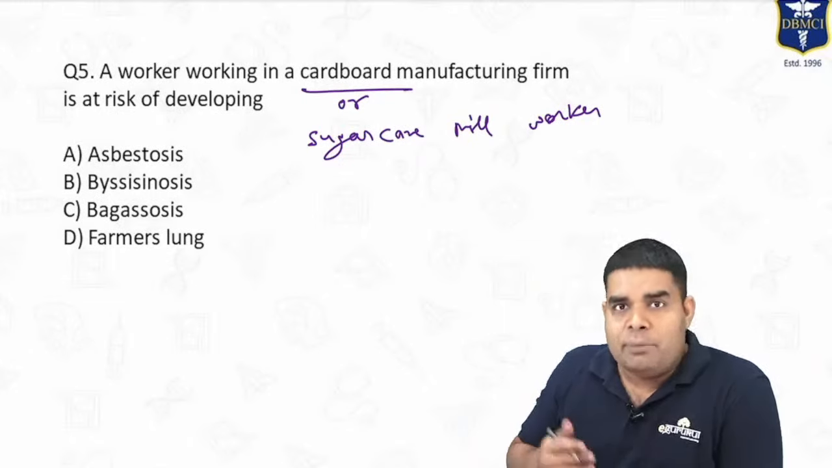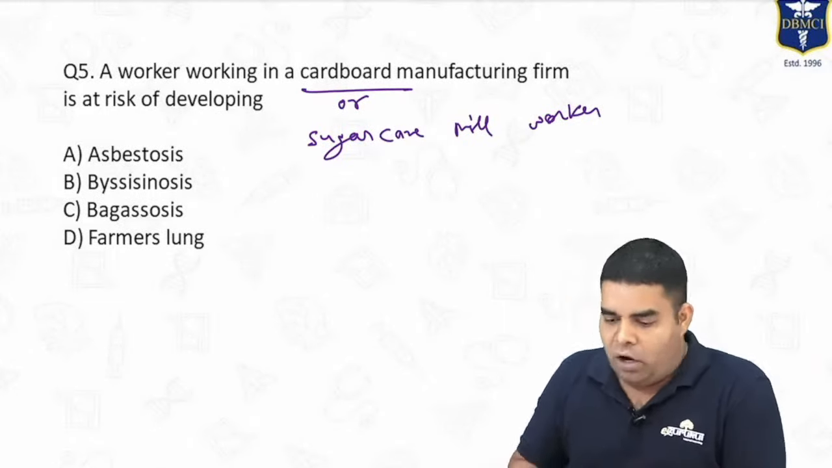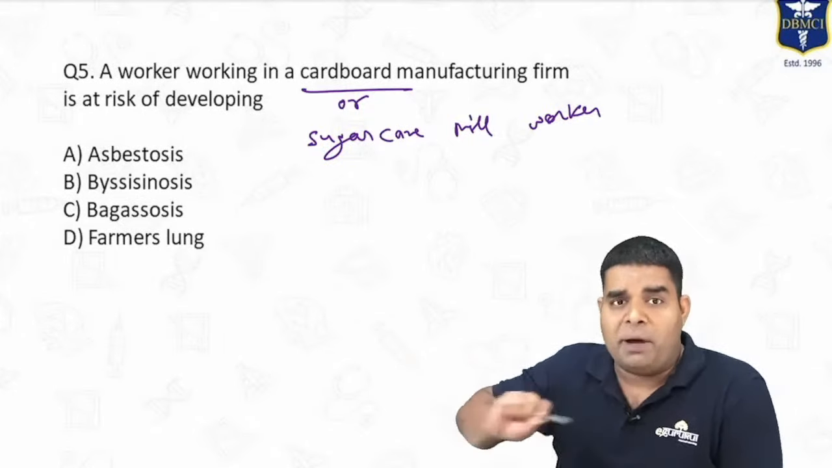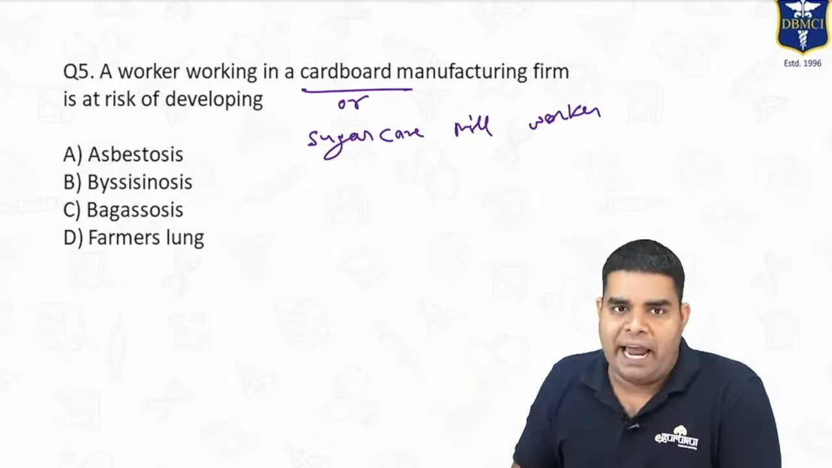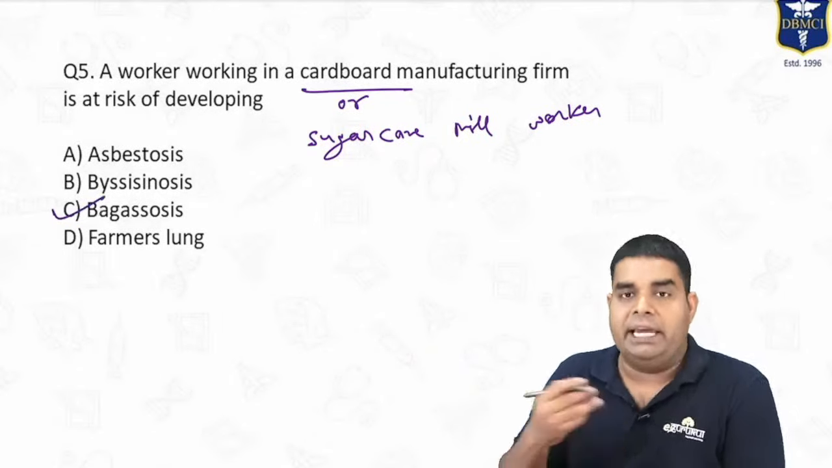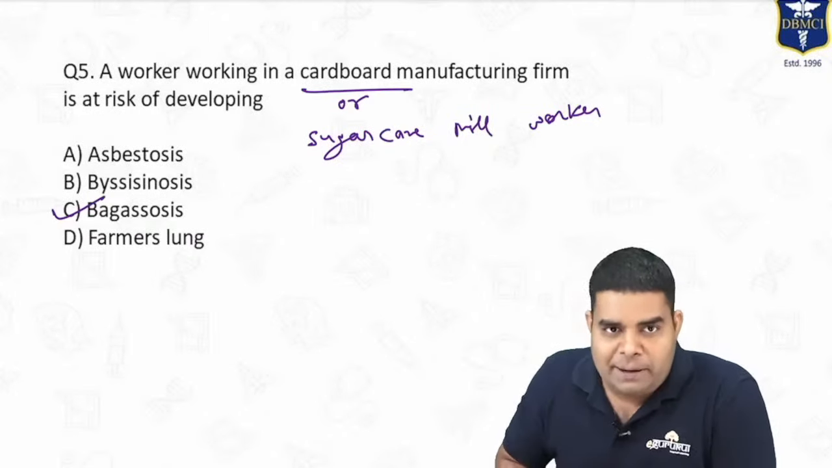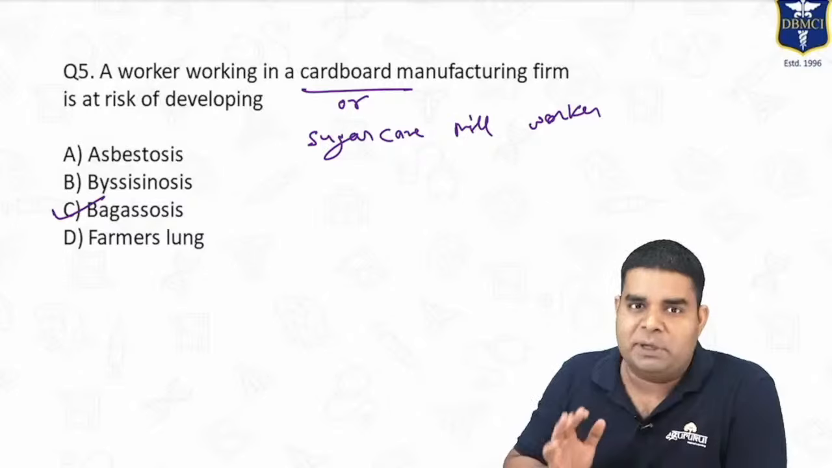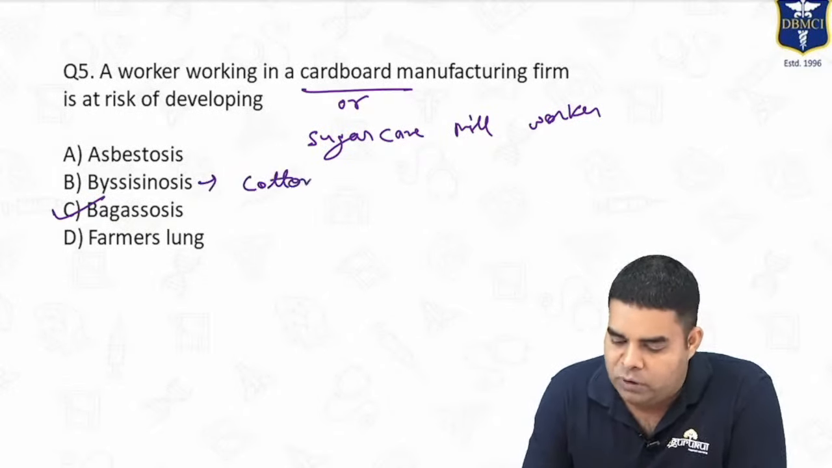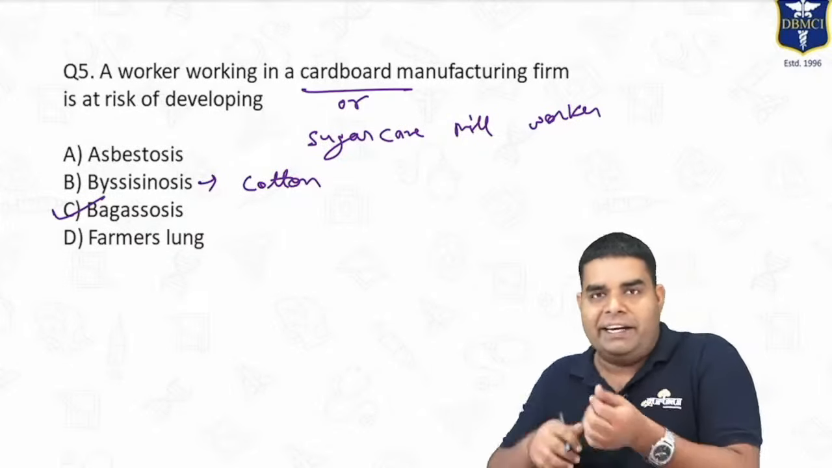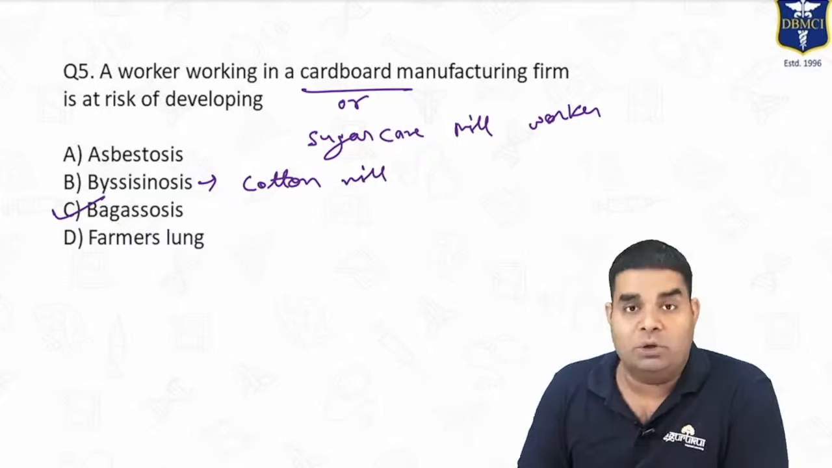And cardboard material is very much similar to the material of the upper layer of the sugarcane, and it also has the chance of going into the respiratory tract and causing bagassosis-like infections. Okay, bagassosis-like pneumoconiosis. So the correct answer is 100% bagassosis, because we all know that byssinosis is for cotton. Cotton means cloth factory. It does not at all resemble cardboard. Cotton mill workers develop byssinosis.